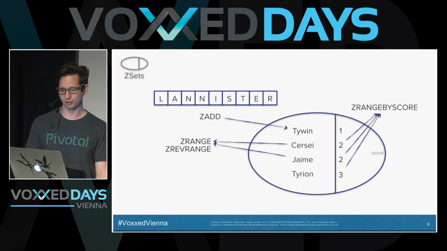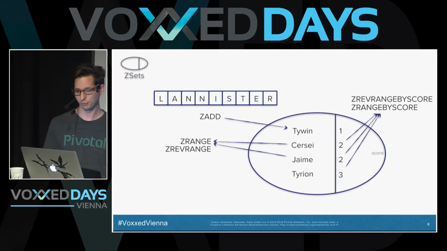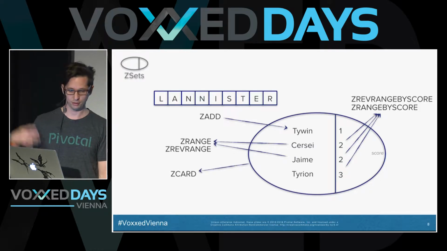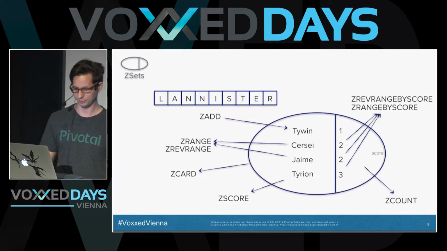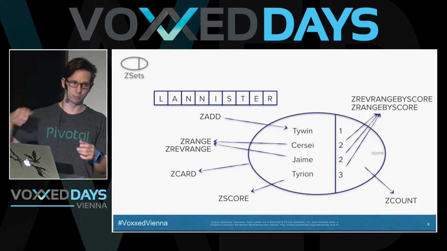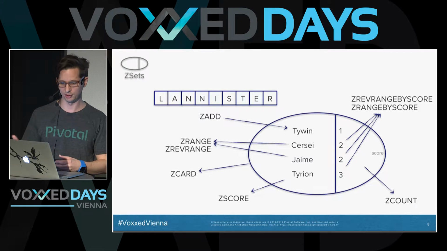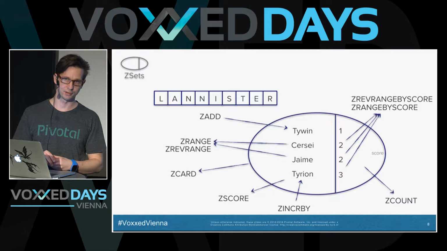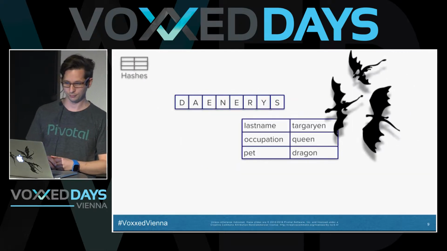And of course, you can order them by score, which would be the index number in there within the sorted set. And you can reverse that stuff, and you can ask how many are there using the zcard command. You can count that stuff, and you can ask for a certain score, which would be the position in the set, using the zscore command. Great, and you can increase the score if you want to. And of course, remove that stuff.